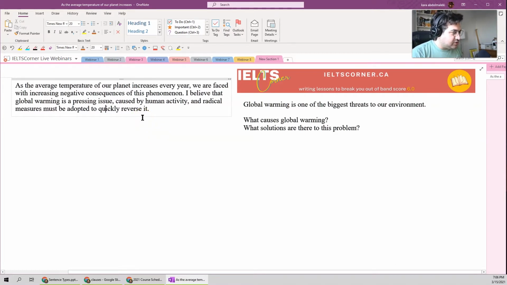And you can see that I have given just a general overview or a general view of what I think is causing it. But I can't really go into the solutions here, so I will just say radical measures must be adopted to reverse it, and that's acceptable. But I mentioned causes and I mentioned solutions in the introduction paragraph. Okay. Do you guys have any questions about it?